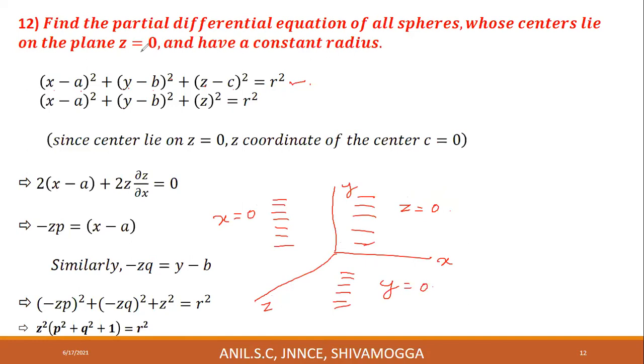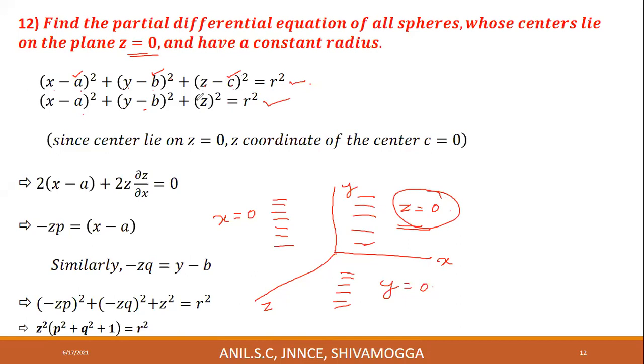It is given that the center lies in the plane z is equal to 0. That means the z coordinate of the center is equal to 0. This is the x coordinate of the center, this is the y coordinate, and this is the z coordinate of the center. Since the center lies in the xy plane, or z is equal to 0, the z coordinate of the center is 0. That means c is equal to 0. Therefore, x minus a whole square plus y minus b whole square plus z square is equal to r square. This is the equation of all spheres whose center lies in the xy plane or z is equal to 0.